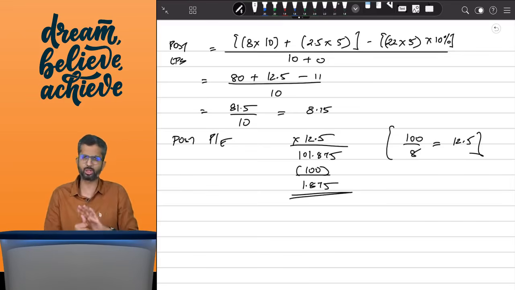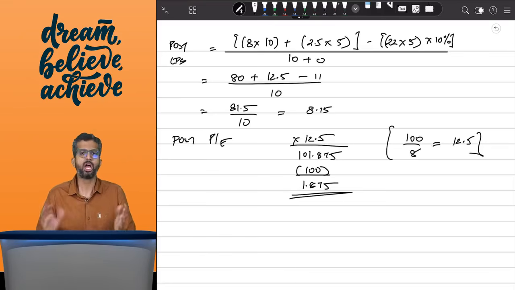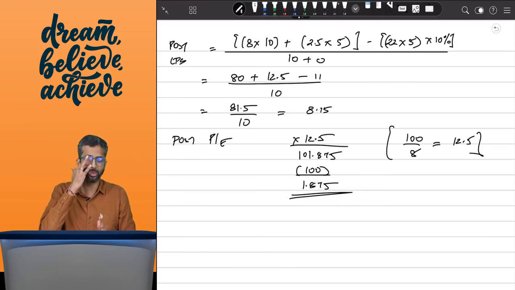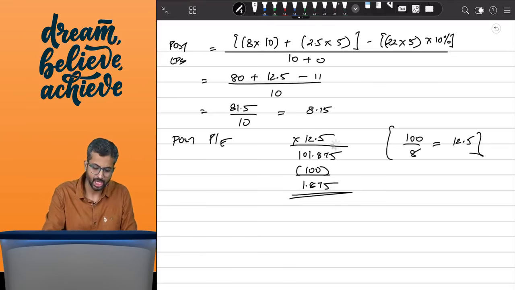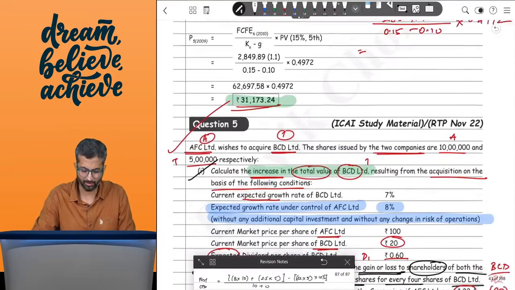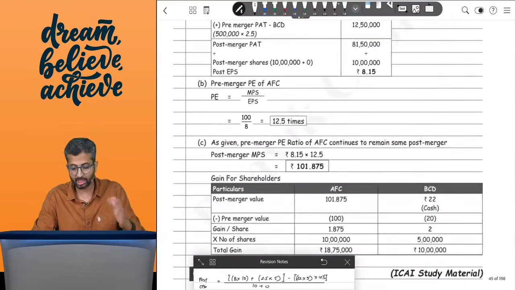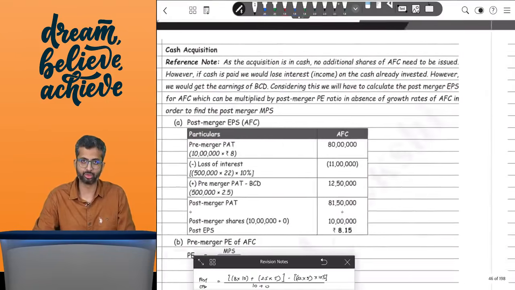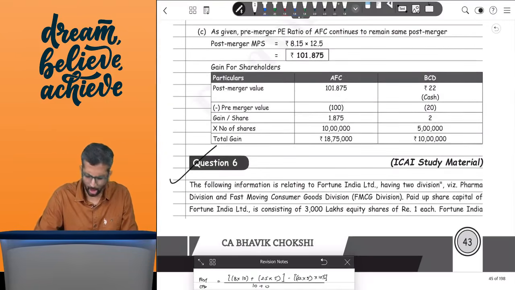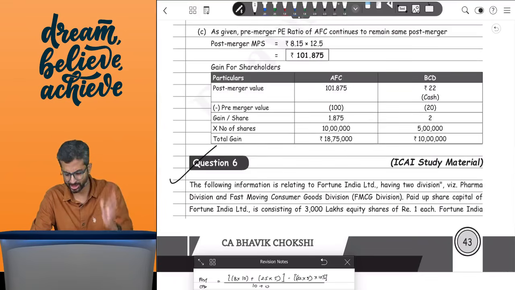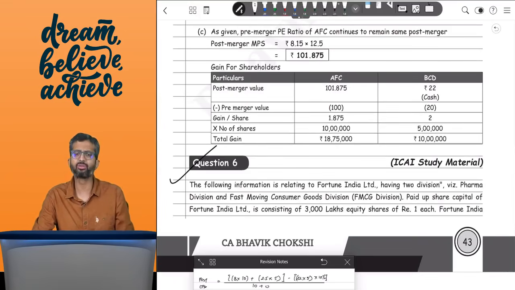For BCD shareholders, this 101.875 does not matter. They are getting 22 rupees for each of their share, which is worth 20 rupees, and hence they are getting a gain of 2 rupees. So that takes care of question number 5. I would definitely rate this question as an important question because it has an interplay of valuation as well as merger concepts.